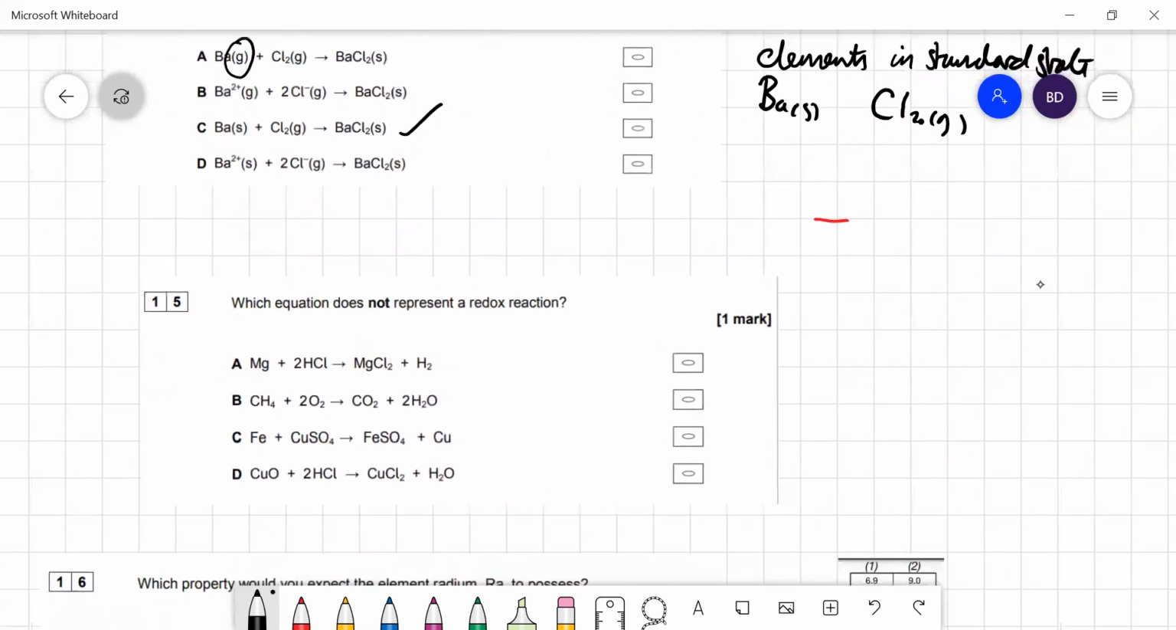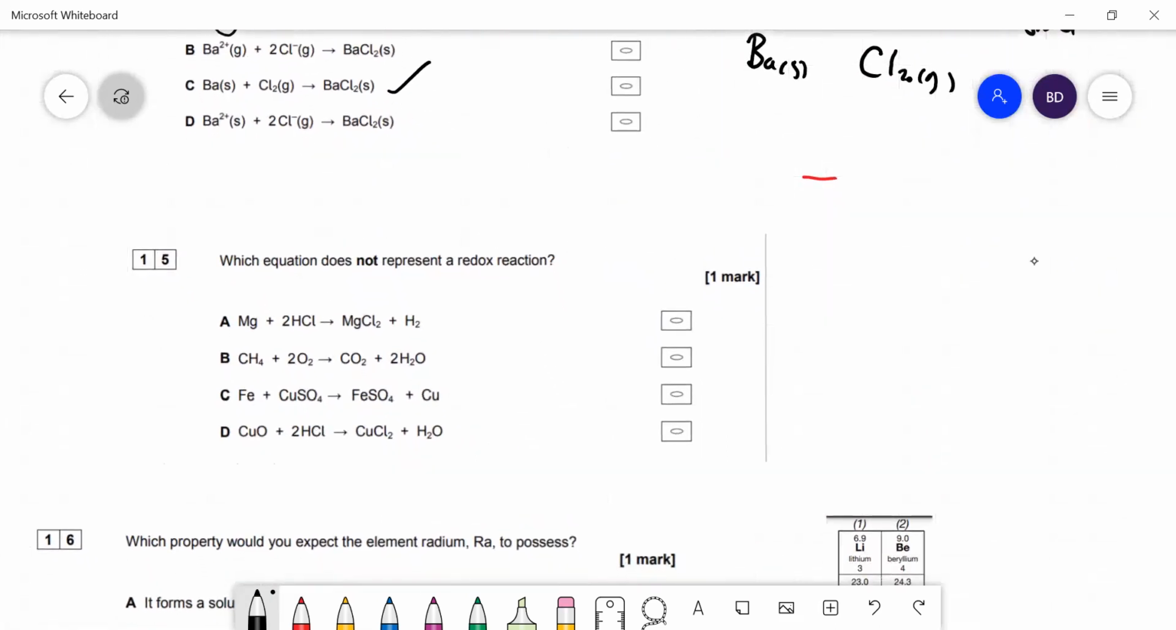15. Which equation does not represent a redox reaction? Okay, well, this one does. If you look at hydrogen, hydrogen's got an oxidation number of 0 because it's an element there. And in all of its compounds, it's always +1. So the hydrogen has actually been reduced there. Magnesium has been oxidized, so that's not it.